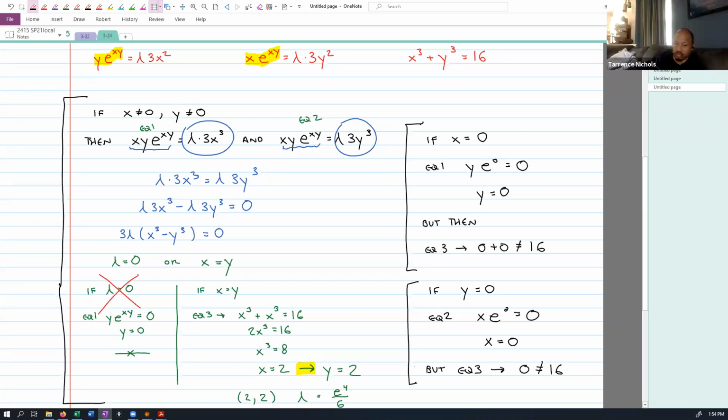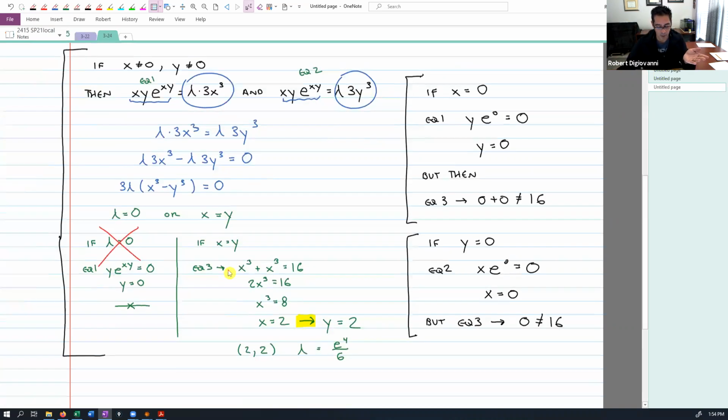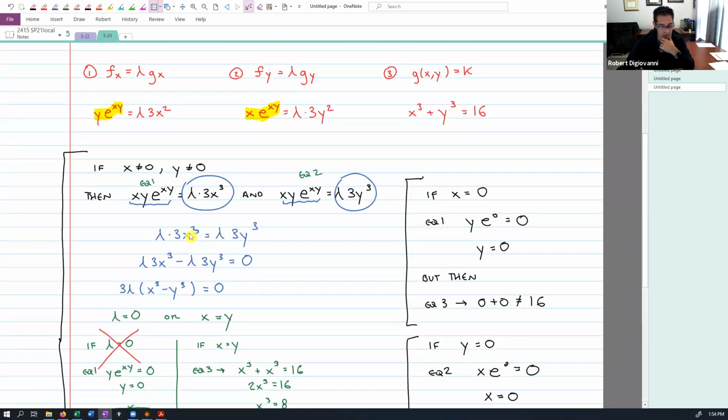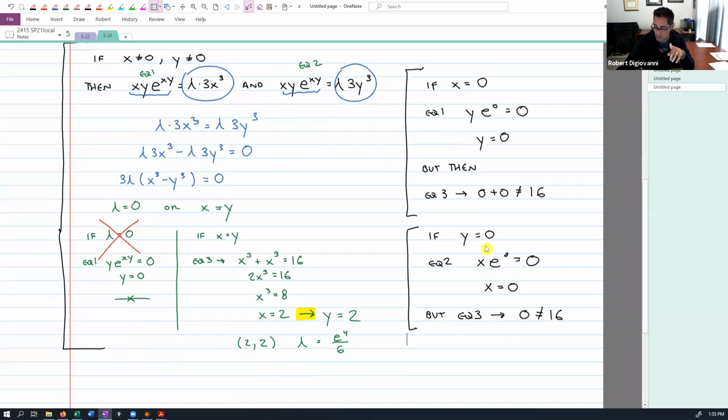So are we done? We've looked at it all, right? We've taken the scenario where both x and y aren't 0, and we came up with some number, or some point. And then we looked at when one of them was 0, and it forced the other one to be 0, which made equation 3 not work. And it did it both ways, if we did x is 0 or y is 0. And of course, we don't look at when they're both 0, because if they're both 0, obviously equation 3 is not going to be upheld.